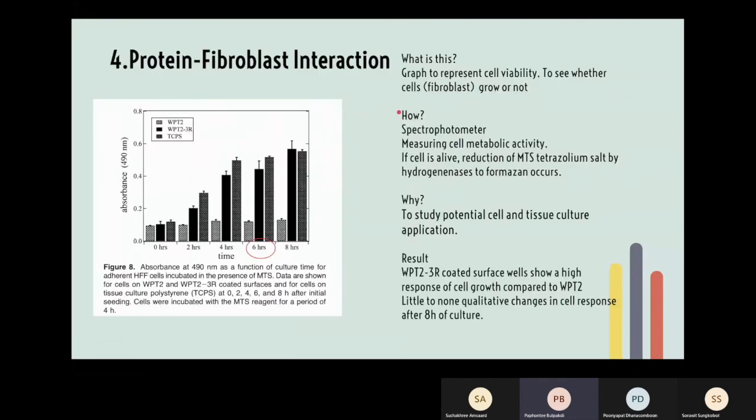Okay, let's look at the protein-fibroblast interactions. So why do we study this? Because we want to know the potential cell and tissue culture application. You use a spectrophotometer and you measure it.